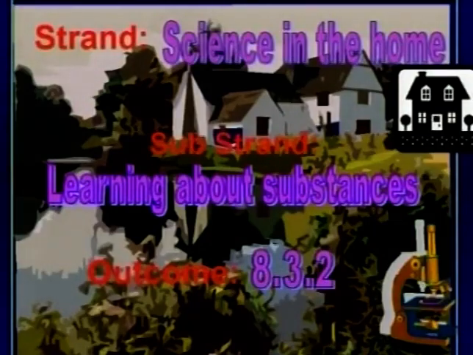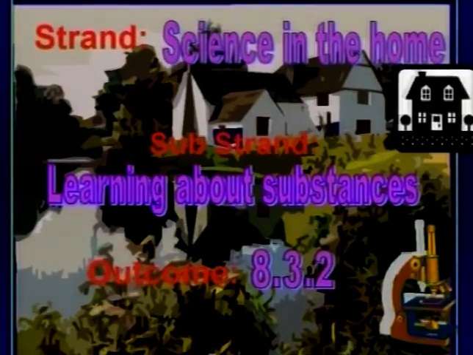Receiving students and teachers, we are going to go through this lesson today, and this lesson is based on revision. We will be on the same strand, science in the home, learning about substances, which is the sub-strand, and the outcome 8.3.1, which reads, identify and collect basic and acidic substances found in nature and use this data to elaborate on how this can be used to benefit the community.